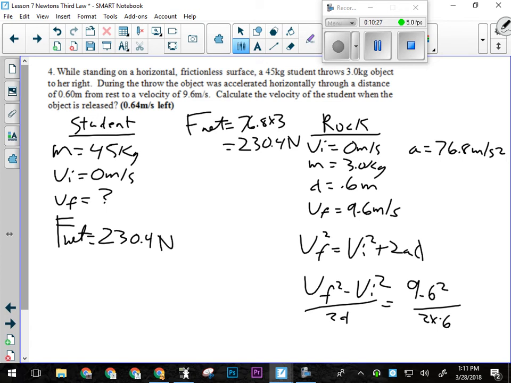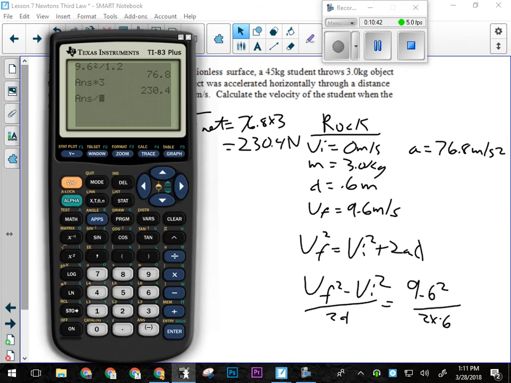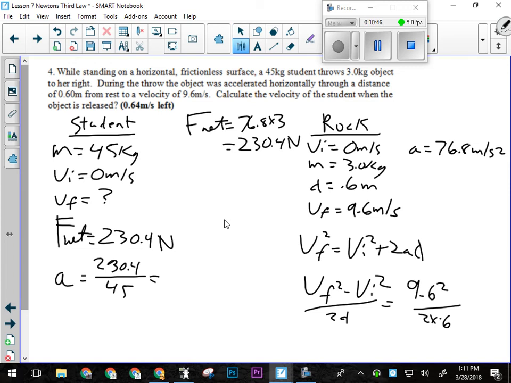With that number, can I now calculate the acceleration of the student? Yes. So the acceleration of the student is going to be 230.4 divided by the mass of the student, which was 45. So 5.12 meters per second squared is the acceleration of the student.